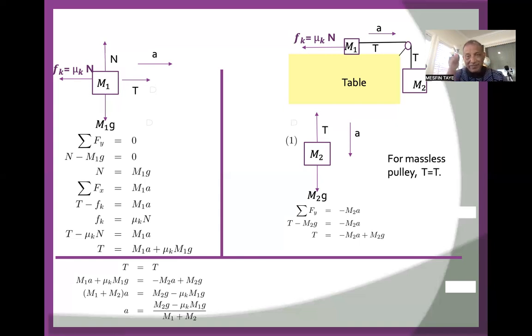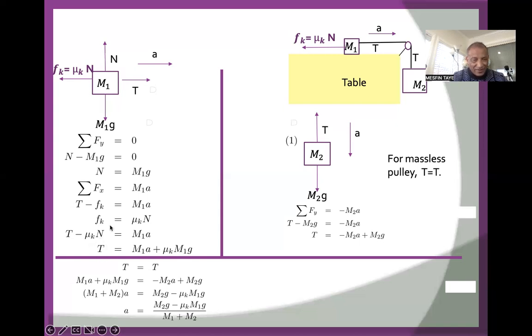But in the x direction, the system does accelerate. So the sum of the forces in the x direction is m1 times a. In the x direction, tension is pulling that direction. Friction opposes the motion. It's in the negative x direction, so negative fk is equal to m1a. Why? Because acceleration is positive. So this is positive all the time. And fk, by definition, is mu k times normal force. I write it here. But normal force is m1g. Put this in here. So T minus mu k times N is equal to m1a.